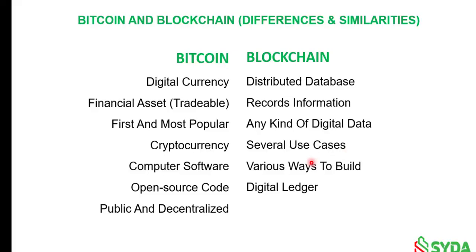Then we also have computer software. You can see various ways to build. It's open source code, and blockchain is the same thing. Blockchain is open source code, and blockchain is computer software as well. We also have that Bitcoin is a public and decentralized currency. Blockchain is a digital ledger. Okay, it's an open digital distributed ledger.